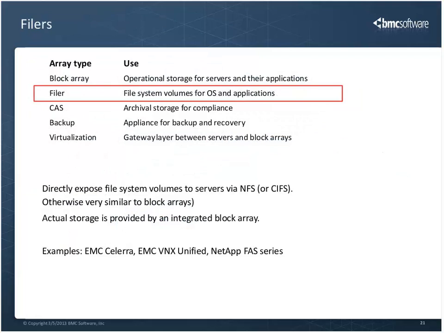So we talked so far about block arrays. Filers are slightly different. These directly expose file system volumes to servers via protocols like NFS or CIFS. So they otherwise look very similar to block arrays, and the actual storage behind them is provided by an integrated block array. That is, either it itself is a kind of array, or it has an array that's closely associated with it. And the examples are EMC Celerra, EMC VNX, the unified ones that are new, and NetApp FAS series.